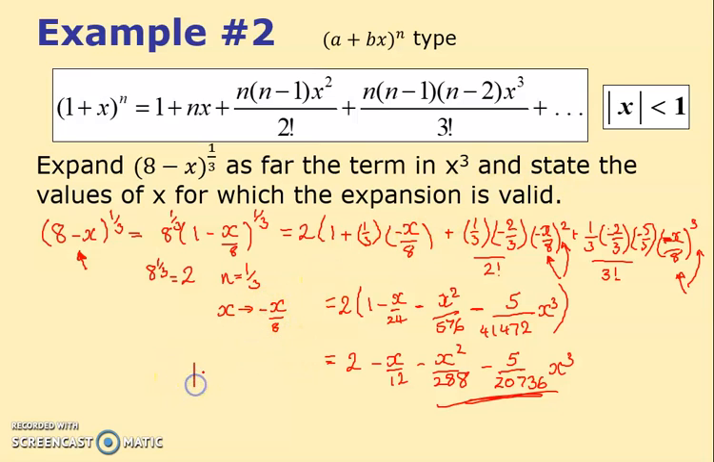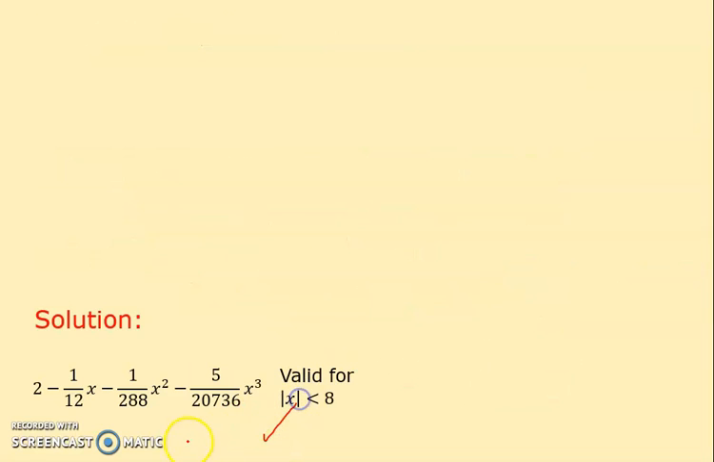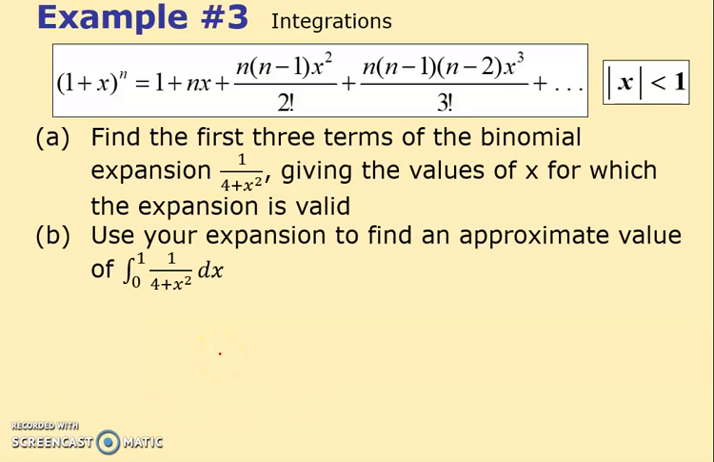So validity-wise, x over 8 has to be less than 1. Or said differently, mod x has to be less than 8 when I move it over. Yes, and that looks vaguely right. I want to do this example. This is an integration. So if I just crack on with this, there are a couple of questions on the textbook with these on it.